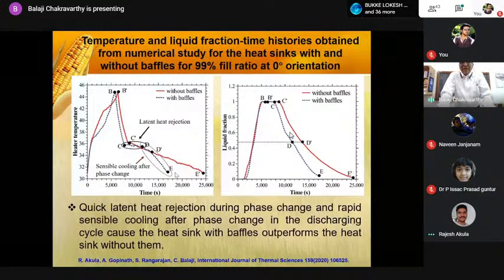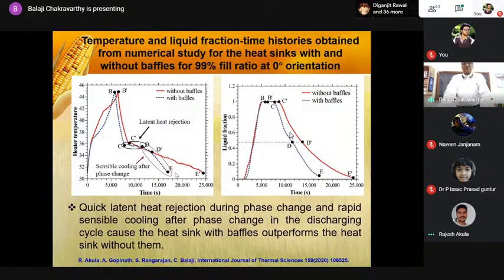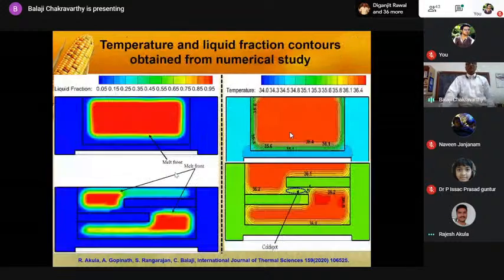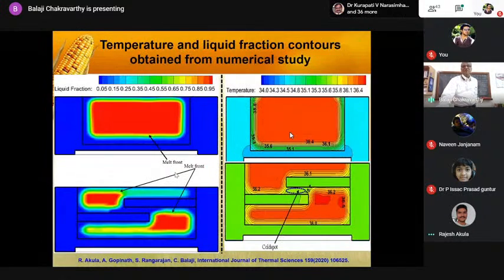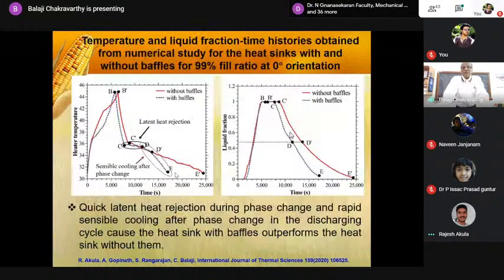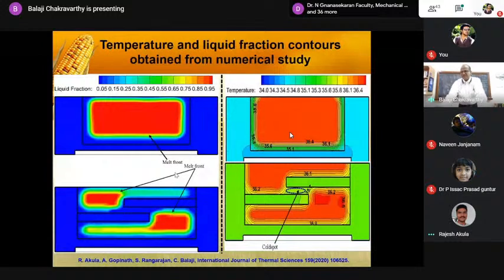After getting the results, we are digging deeper and trying to investigate the scientific causes for why it is happening. Now this is apart from the experiments. We have also done supporting numerical calculations with CFD.